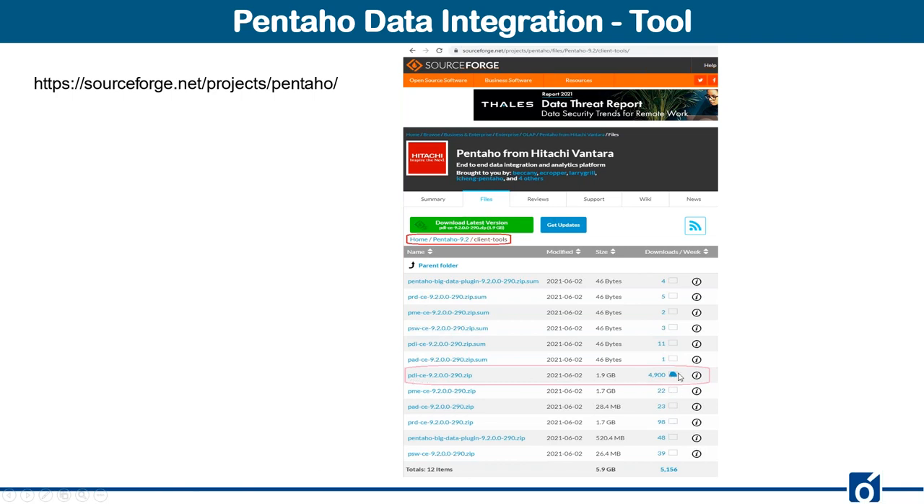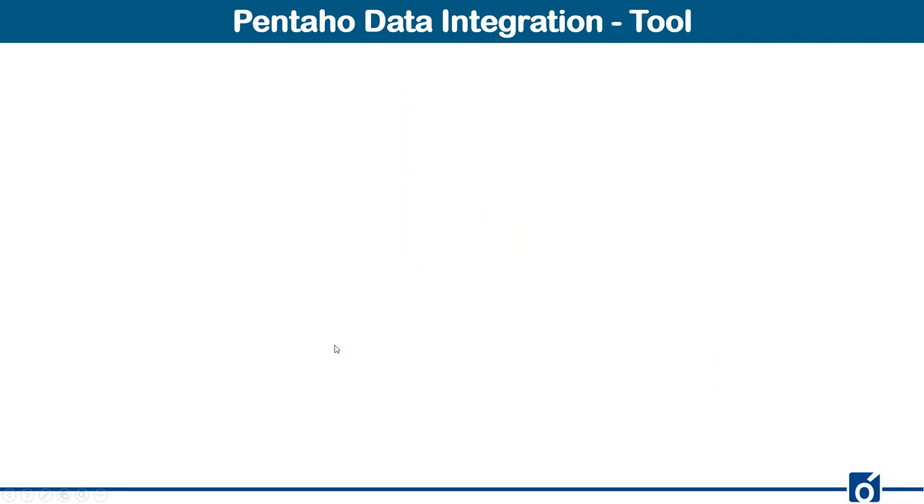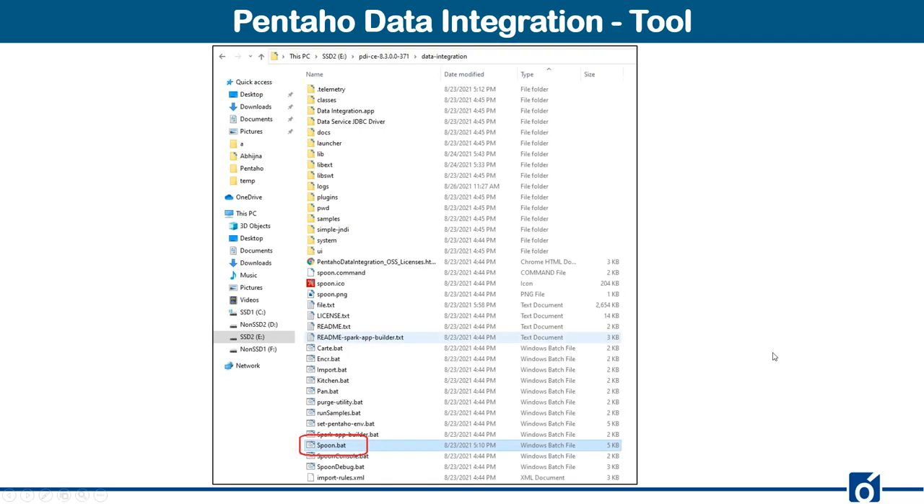By default, the maximum downloads occur with respect to that file, right? So you download this zip file. Once you download it, just extract it. It is a huge file, 1.9 GB. Once you extract this zip file, you will find a structure similar to this. As of now, you are not seeing any shell script over here because I have deleted all the shell scripts. I'm running PDI on the Windows platform.